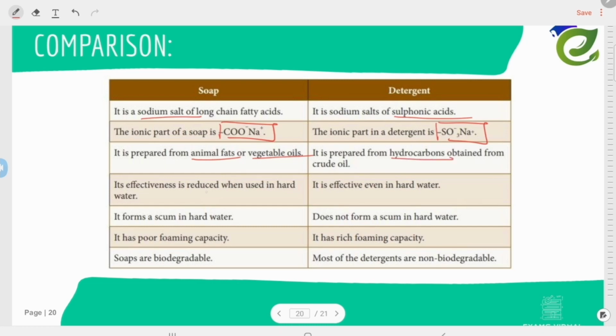Soap's effectiveness is reduced when used in hard water. Detergent's effectiveness is retained in hard water because they don't react with calcium or magnesium. Soaps form scum in hard water. Detergents do not form scum in hard water. Soaps have poor foaming capacity and detergents have rich foaming capacity. Soaps are biodegradable and detergents are non-biodegradable.